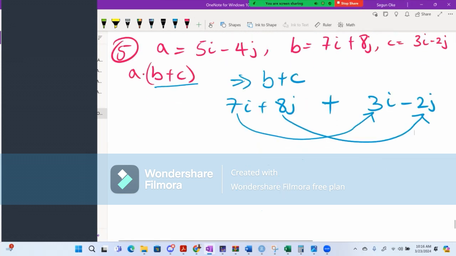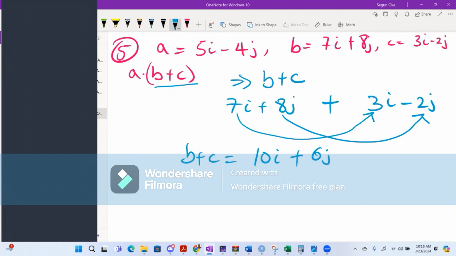Component by component, our B plus C is equal to what? 10i plus what? 6j. Do you agree with me?